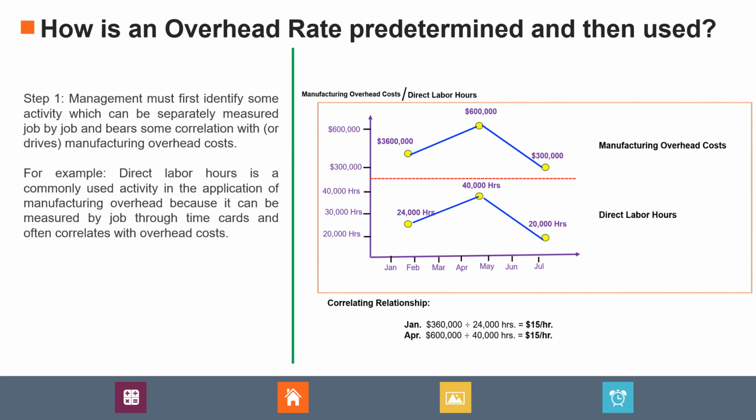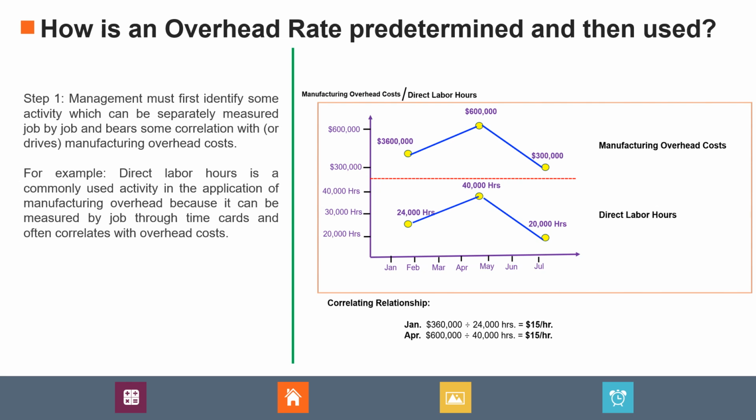In fact, if we wanted to make a calculation of what that relationship actually is, let's figure out what that correlating relationship is by going to January and taking that $360,000 and dividing it by the 24,000 actual labor hours and say that it looks like the costs of manufacturing overhead are running at about $15 for every hour of direct labor. And if we then move to the month of April and look at the graph, we know that in April there were $600,000 of manufacturing overhead costs, much more, but we also had more direct labor hours, 40,000 hours.